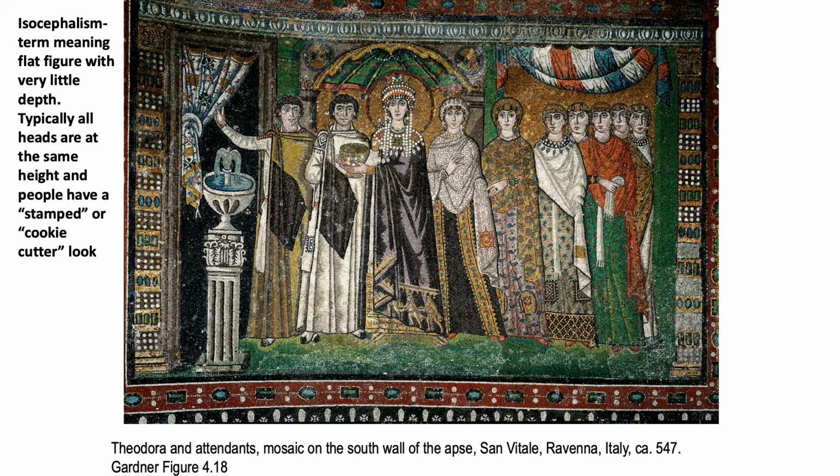Theodora holds a bowl or a chalice. The chalice is the wine that would be served during communion. Justinian, I didn't point this out, but I should have. Justinian holds a loaf of bread. That loaf of bread would have been the other half of the Eucharist, the body of Christ. She holds the blood of Christ to serve to the congregation.